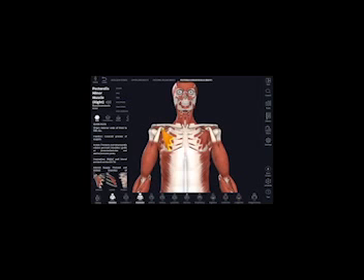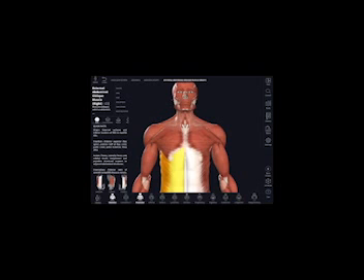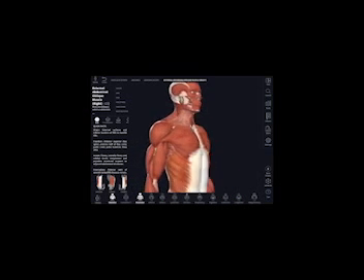So when the pec minor contracts, it not only tilts the scapula forward, but at the same time it depresses it. So that is another muscle that I want you guys to be aware of for depression. Okay, so going back to protraction.